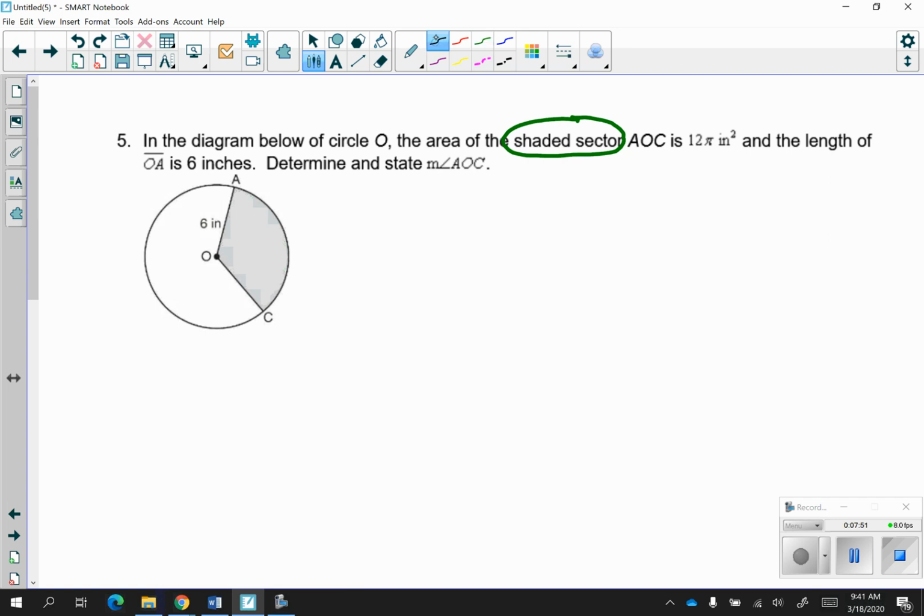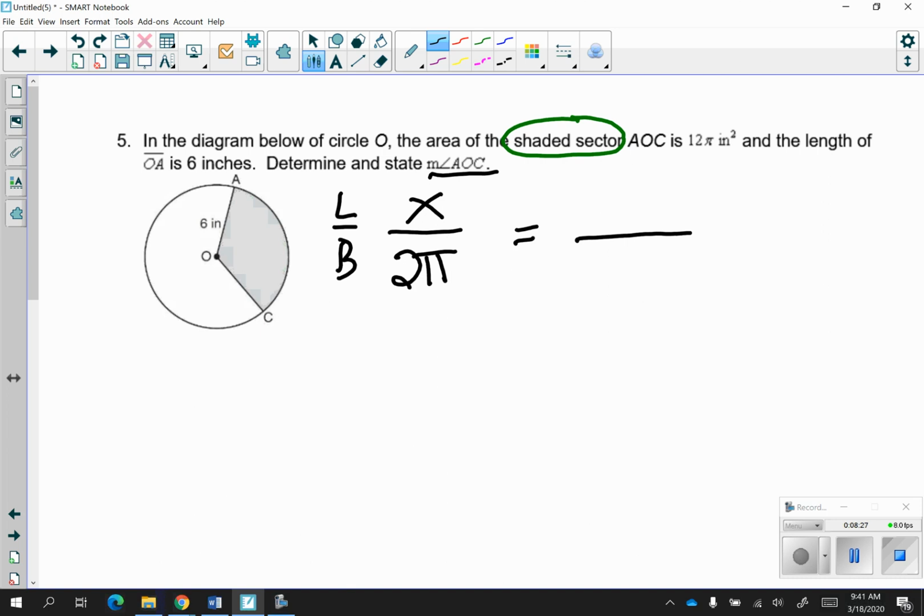We set these up the same way, little to big, except this time we were given a little bit of different information. They said, determine and state the measure of angle AOC. So we don't know the measure of the angle. Since they gave us the shaded sector in terms of pi, I could either use 2 pi or I can use 360. One answer will give me the measure of the angle in radians, and if I use 360, it would give me the measure of the angle in degrees.